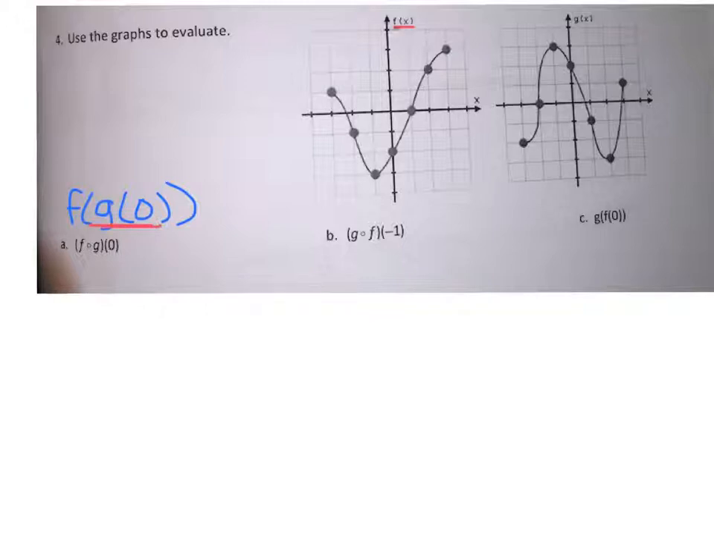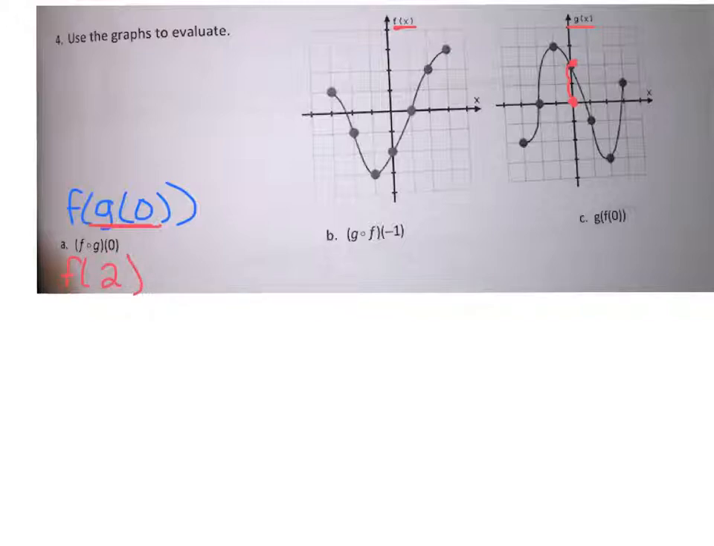So the first graph is the f graph. The second graph is the g graph. So at 0, when x is 0, that's at the origin, I'm going to go either up or down until I hit the graph on that line. So in this one, I'm going to go up 2 to find out where that graph is when x equals 0. So that would be at +2.